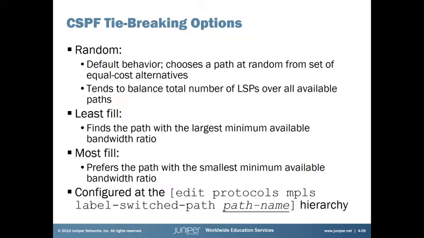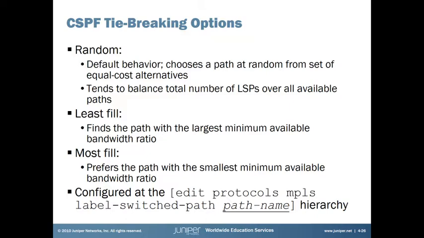The other possibility is we could set the tie-breaking rule to be least filled. This is a user configurable option. In this case, it finds the path with the largest minimum available bandwidth ratio. In other words, if we've got one path that is 80% filled already, and 20% left, and another path that's only 50% filled, so it's got 50% left, it will choose the path that has the 50% available bandwidth, because that is the least filled path.